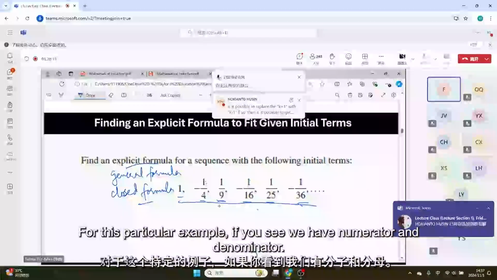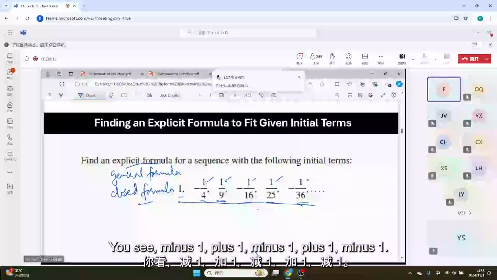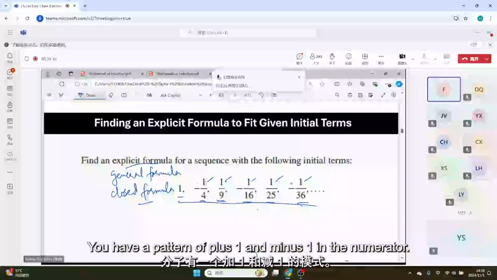For this particular example, we have a numerator and a denominator. How are we going to analyze? We will see if there is a pattern in the numerators of the terms. You see -1, +1, -1, +1, -1. So you see a pattern is there. You have a pattern of +1 and -1 in the numerator.